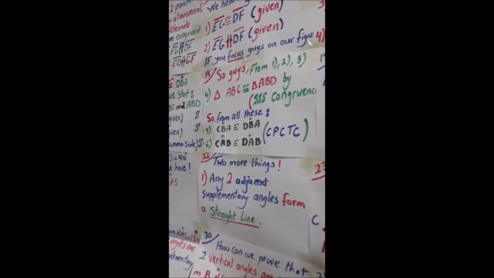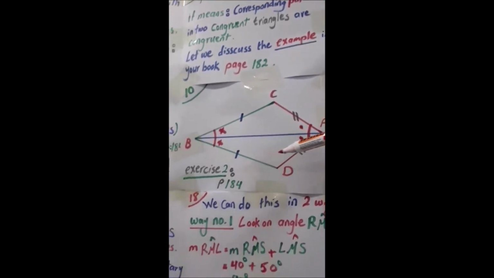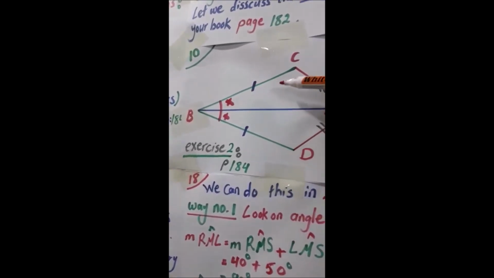So from all of this, do you think we can use corresponding parts of two congruent triangles? Yes, guys, when we prove that this triangle and this triangle are congruent, obviously we can use that. Everything here will be congruent to the other one. So we can say that this angle from this triangle is congruent to this angle from this triangle. And again, this angle from this triangle is congruent to this angle from the other triangle.